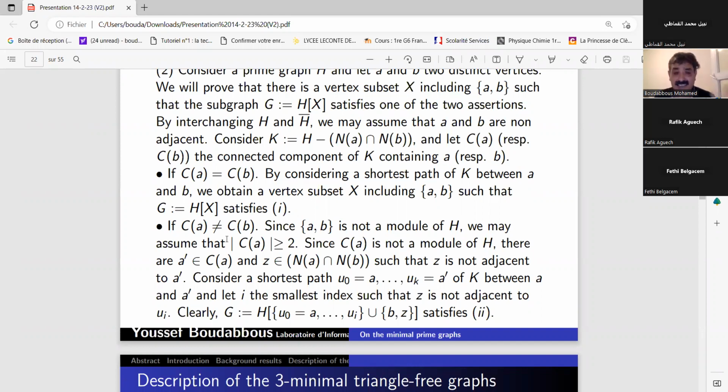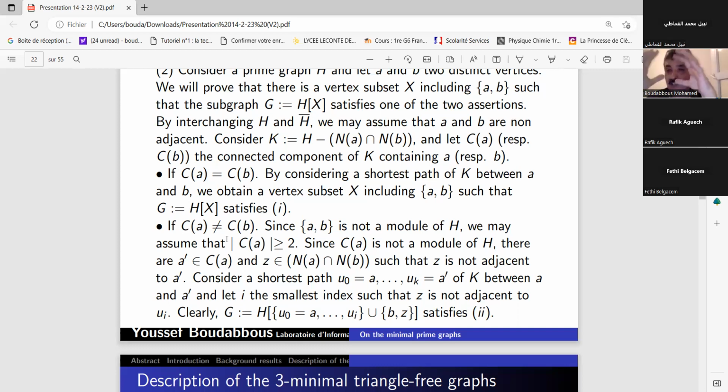Thus, if you consider the pair AB, if CA equals singleton A and CB equals singleton B, then the pair AB is a model in K, and any vertex outside is adjacent to all of them. Thus, the pair AB is a model of H, which contradicts the fact that H is prime. Thus, at least one of them is non-singleton. For example, the cardinality of CA is at least 2.